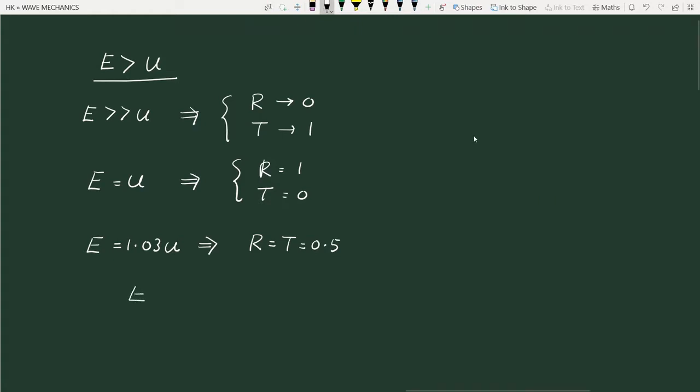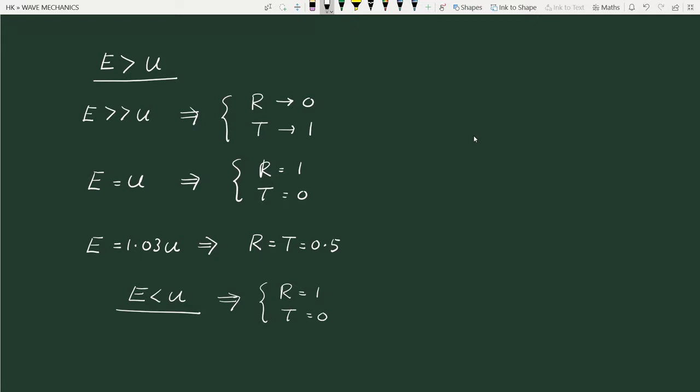For the E less than U case, when the total energy of the incident particles is less than the height of the potential step, there is only one situation: reflection probability is 1 and transmission probability is 0. Even though some of the particles reach the other region on the other side of the potential step through quantum tunneling, we cannot say that is transmission. There are no traveling particles on the other side. So reflection probability is 1.